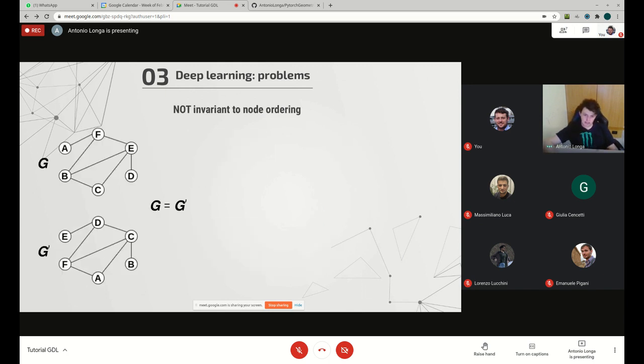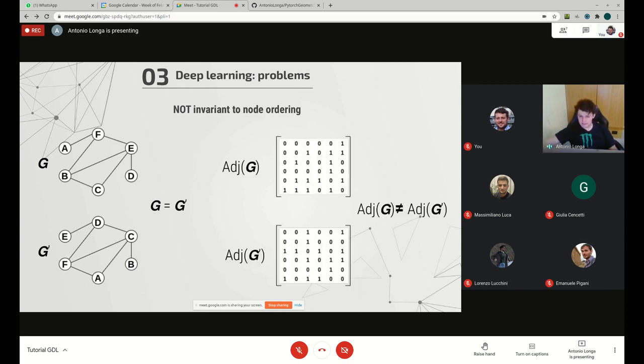Another problem is that the adjacency matrix is not invariant to node ordering. What does it mean? If we have these two graphs, as you can see, the only difference between them is the node ordering, I mean, the names that I give to the nodes, but the graphs are isomorphic. In fact, G is equal to G prime. But if we have a look at the adjacency matrices, the adjacency matrices of G and G prime are totally different, even if the graph is identical.